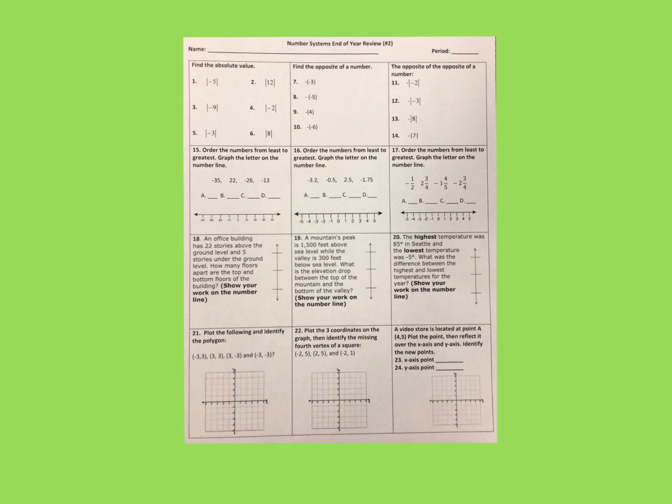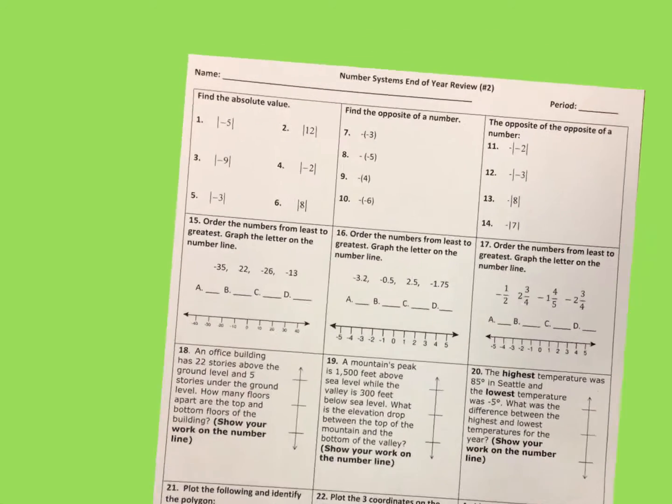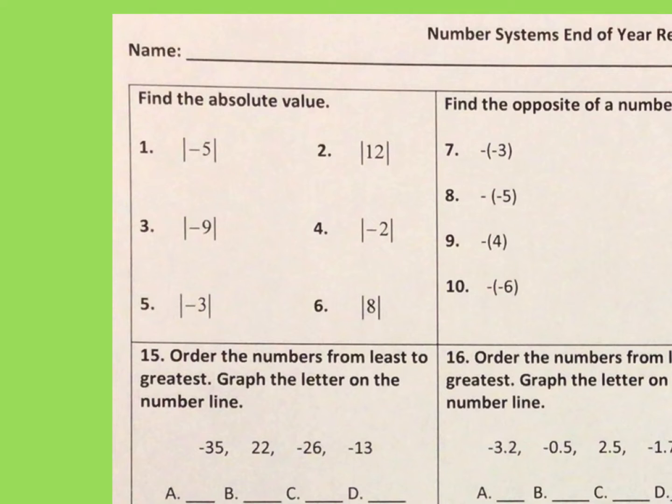Okay, so yesterday we did number systems 1, and then we went through some certain things. We're going to look here at number systems 2. So let's take a look at this little part right here. Absolute value, if you'll remember, is how far away a number is from 0.